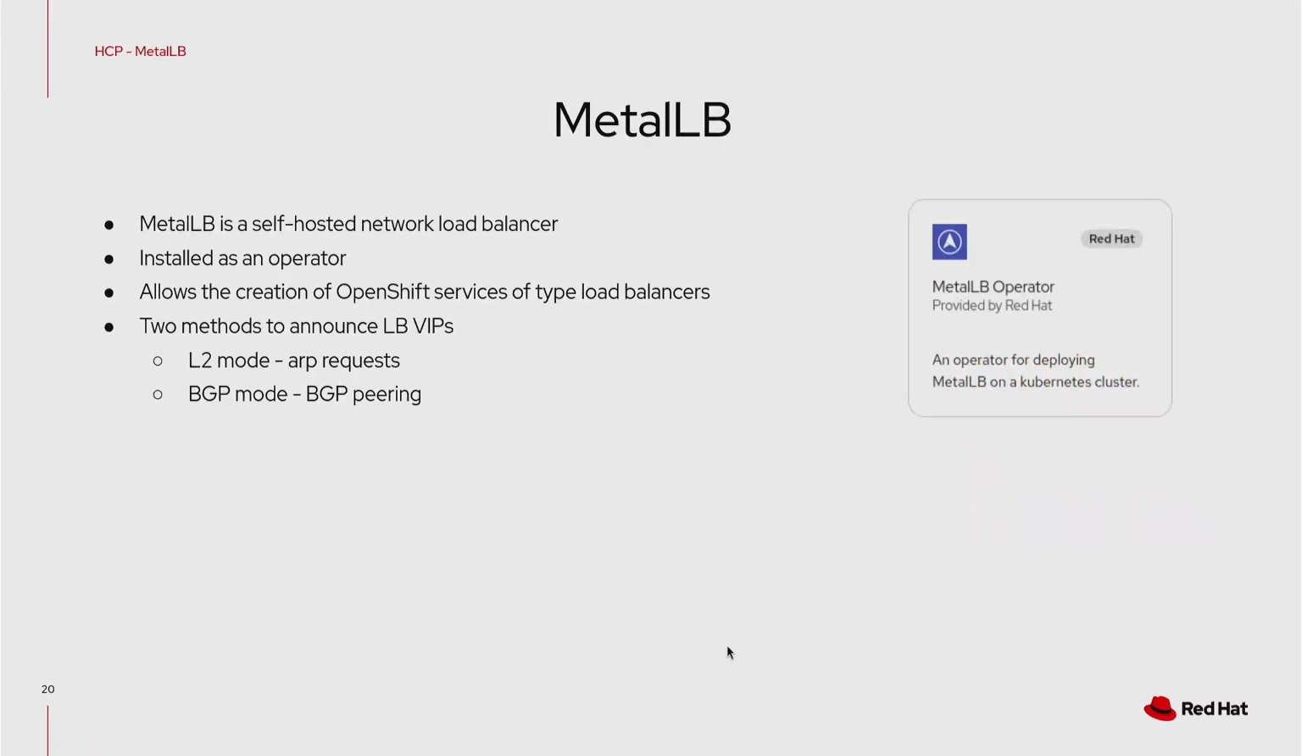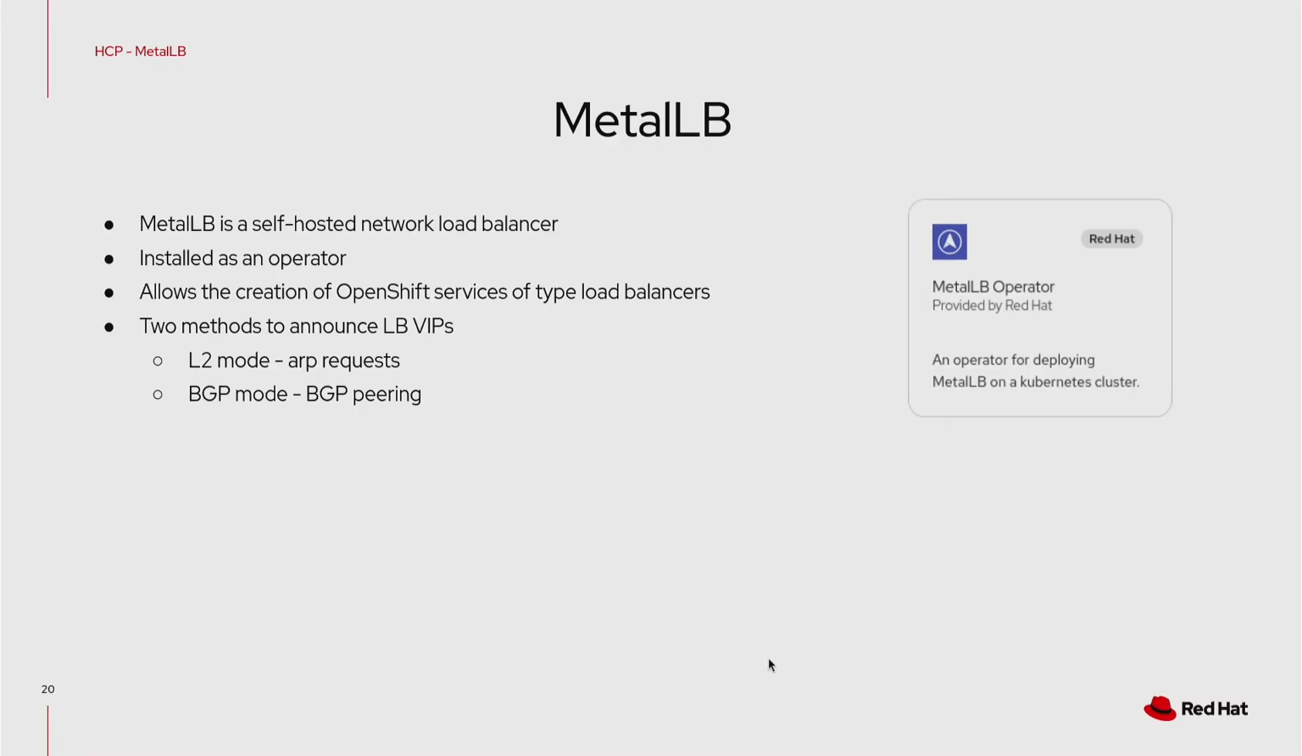And if you don't have a software load balancer or a hardware load balancer, you're in luck. We can use MetalLB, which comes with OpenShift already. It's out there in OperatorHub and in the ecosystem. And this will allow you to do a self-hosted network load balancer on your OpenShift cluster. You basically install the operator and then do some configuration, and it's going to allow the creation of OpenShift services of type LoadBalancer for your environment.